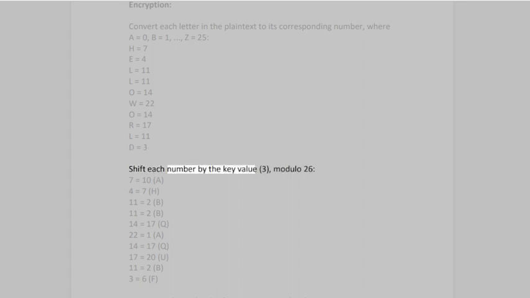Shift each number by the key value, 3, modulo 26. 7 becomes 10, 4 becomes 7, 11 becomes 14, 11 becomes 14, 14 becomes 17, 22 becomes 25, 14 becomes 17, 17 becomes 20, 11 becomes 14, 3 becomes 6.